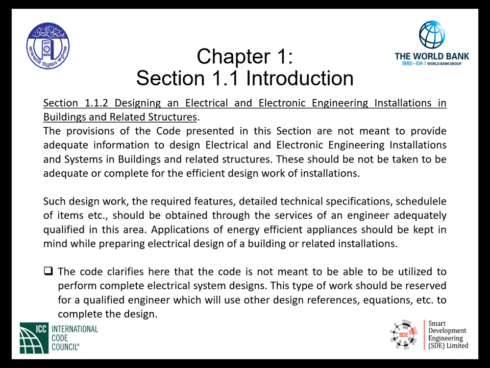Section 1.1.2, Designing Electrical and Electronic Engineering Installations in Buildings and Related Structures. The provisions of the code presented in this section are not meant to provide adequate information to design electrical and electronic engineering installations and systems in buildings and related structures. These should not be taken to be adequate or complete for the efficient design work of installations. Such design work, the required features, detailed technical specifications, schedule of items, etc., should be obtained through the services of an engineer adequately qualified in this area.